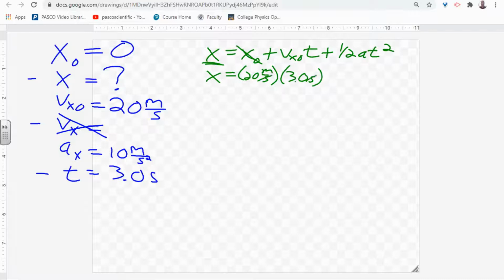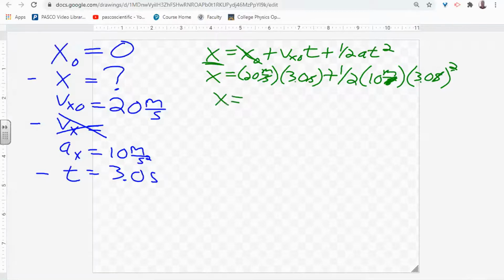So seconds are going to cancel out, leaving me with meters, which is a unit I need for position, plus 1/2 of 10 meters per second squared times 3 seconds, and that quantity squared. So those seconds squared are going to cancel out with those seconds squared, leaving me with the unit of meters again. So 20 times 3, that's 60 meters, plus 1/2 of 10 is 5. 3 squared is 9. 5 times 9 is 45 meters. So that means my overall height of the building is 105 meters.